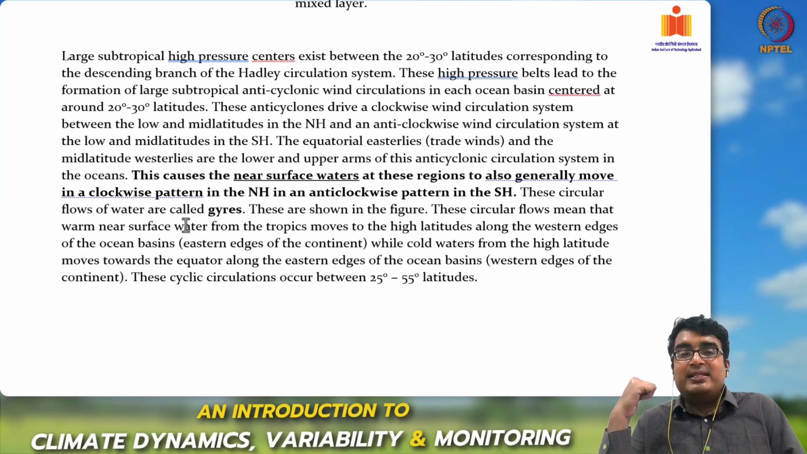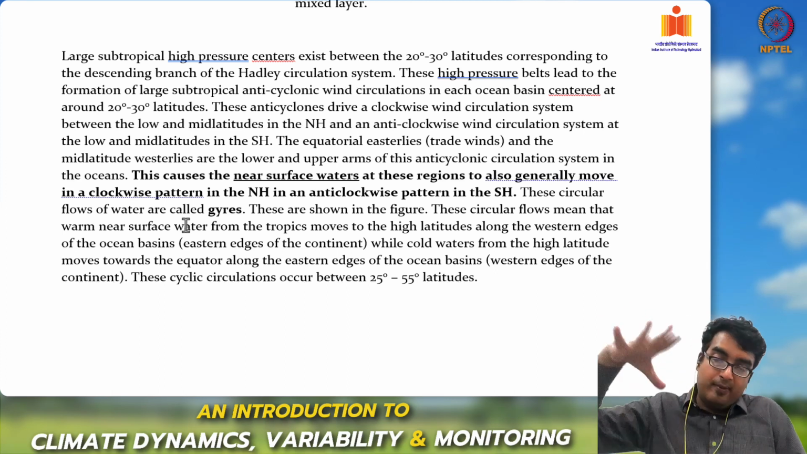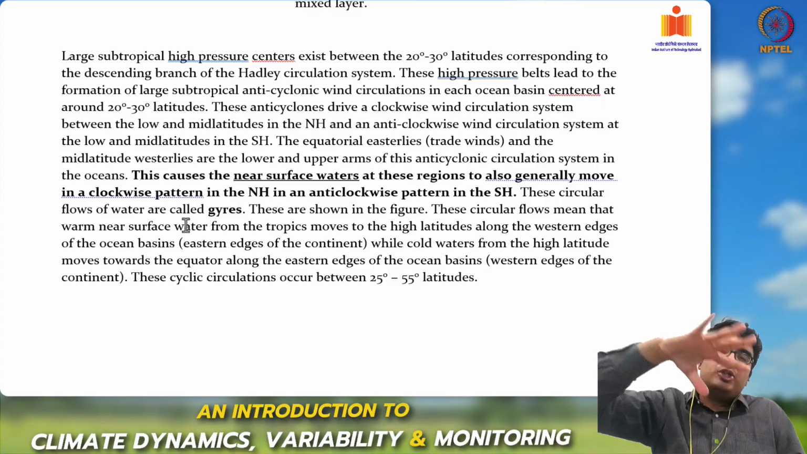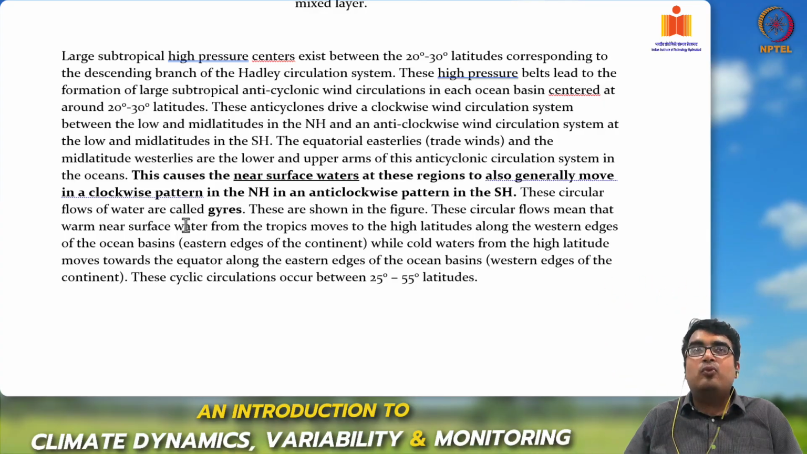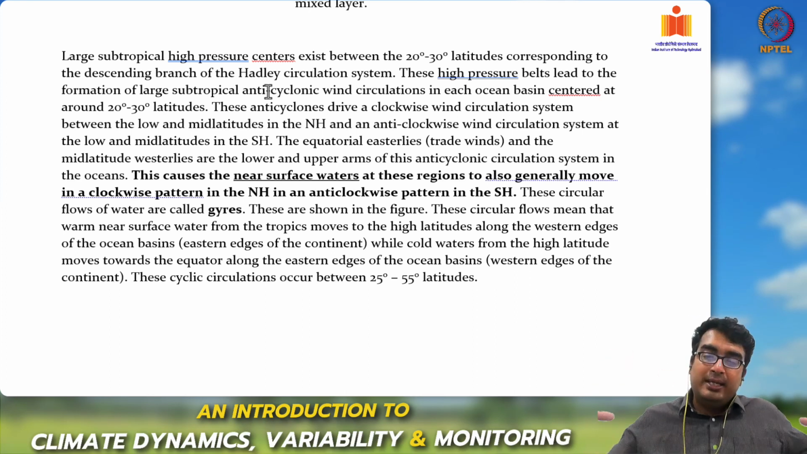Now, at the surface level, at the extreme top surface, the ocean currents broadly follow the wind circulation patterns with certain deviations. And because large subtropical high pressure centers exist on the oceans between 20 degree and 30 degree latitudes, corresponding to the descending branch of the Hadley circulation system, these high pressure belts lead to formation of large subtropical anticyclonic circulation in the winds, which we have seen before, right? You have anticyclonic circulation in the subtropical regions.